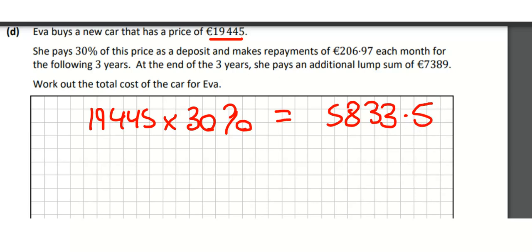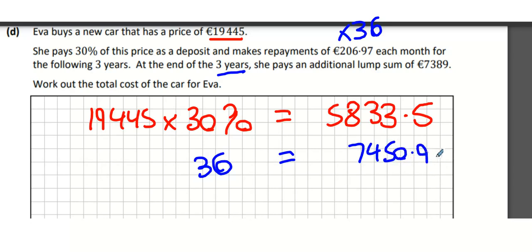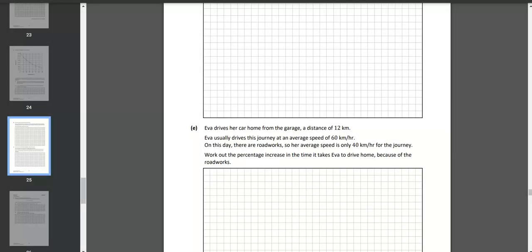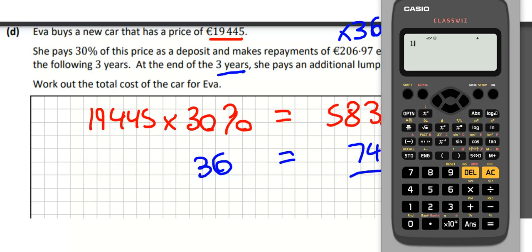I did 3 years' worth of payments. So how many payments is that? If I do it monthly, it's 36 payments. Grab your €206.96 and multiply it by 36. What do you get? Anybody have it? 7,450.92. Add the two of them together and take them away from the price of the car.